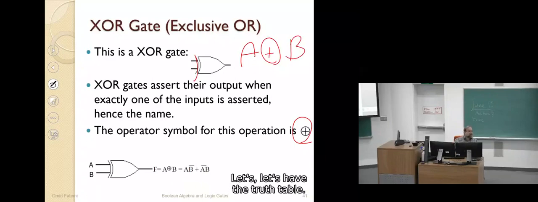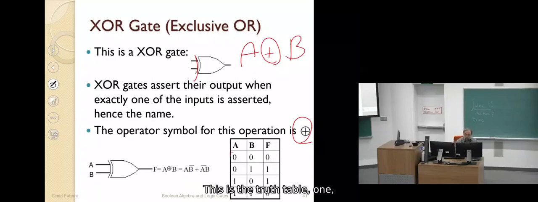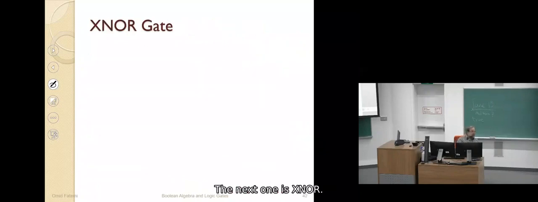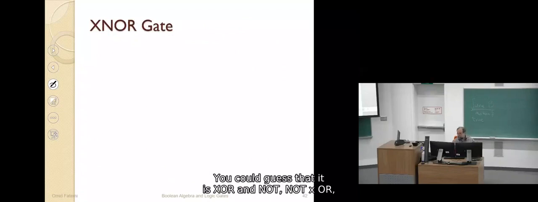And the truth table, let's have the truth table. This is the truth table. When both of them are 0 or both are 1, the result is 0. But if either one is 1 and the other is 0, then the result will be 1. So this is the truth table of XOR. The next one is XNOR. You could guess that it is XOR and then NOT of XOR. It means that if both of them are 1 or 0, then the result is 1. If they are different, then it is 0.